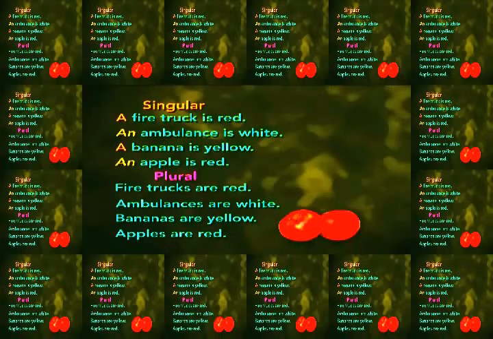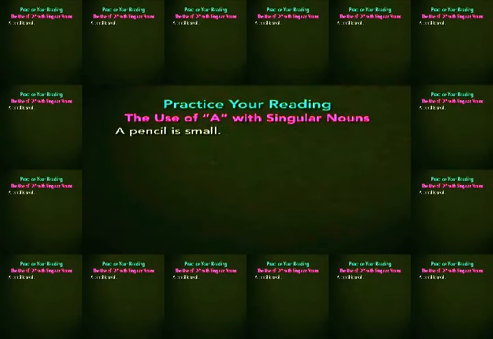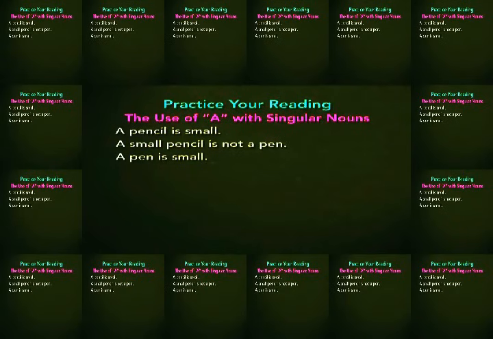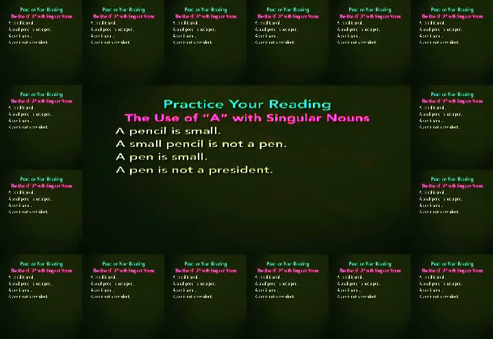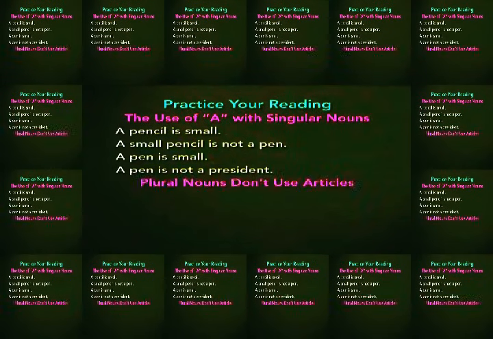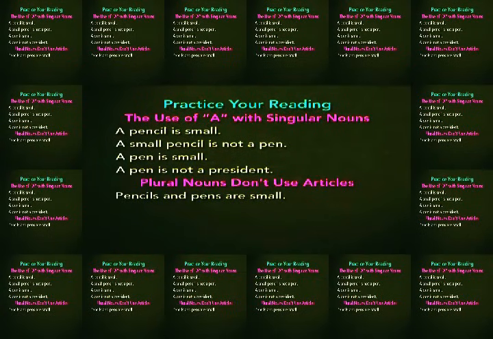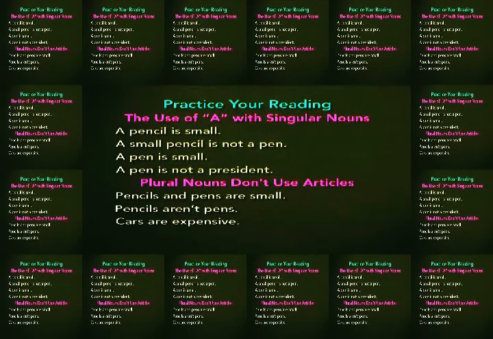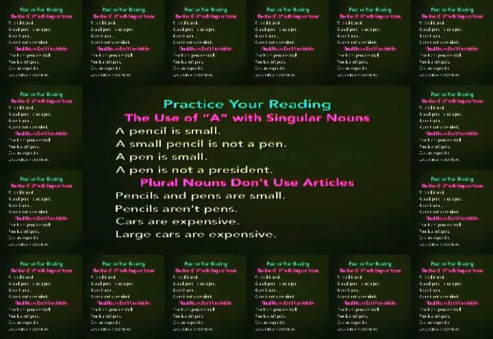Okay? Now, let's take a look at some of the use of a, the article. A pencil is small. A small pencil is not a pen. A pen is small. A pen is not a president. A, single. Now, pencils and pens are small, no articles. Pencils aren't pens, no articles, plural. Cars are expensive. Large cars are expensive, plurals. Okay?